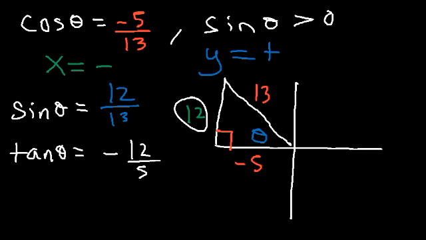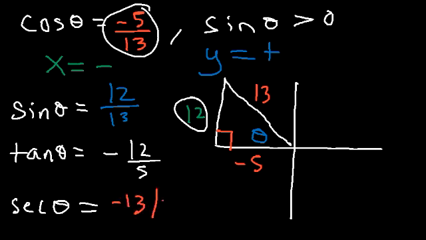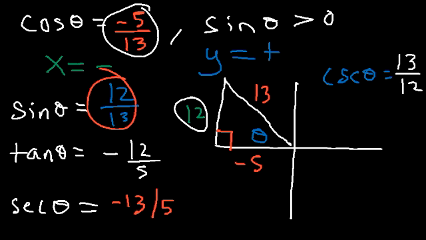So now let's look for the other three functions. So what is the value of secant theta? Now secant is 1 over cosine, so we simply have to flip this fraction. So it's going to be negative 13 over 5. Now what about cosecant theta? So if sine theta is 12 over 13, cosecant theta, which is 1 over sine, is 13 over 12. And finally, cotangent theta. If tan is negative 12 over 5, cotan is negative 5 over 12.